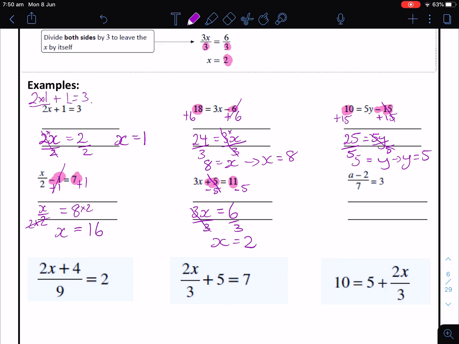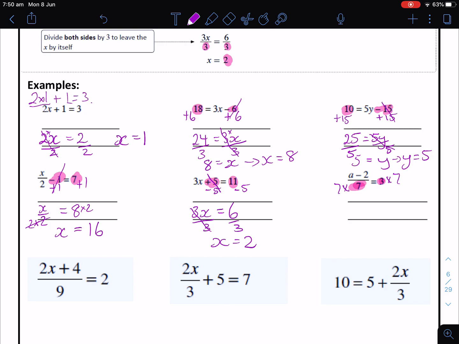Okay, so this one's a little trickier, but you need to see that everything above our division sign is divided by 7. So that means that a and 2 are attached because they're both being divided by 7. Okay, so we're not going to do those first. We're going to do the 7 first. The 7 needs to be moved to the other side with the 3. Okay, so to do that, we're going to do the inverse operation. So everything is being divided by 7, so we're going to times by 7.